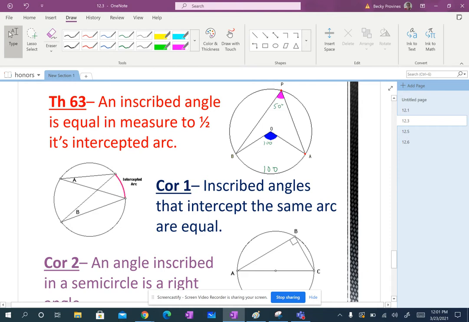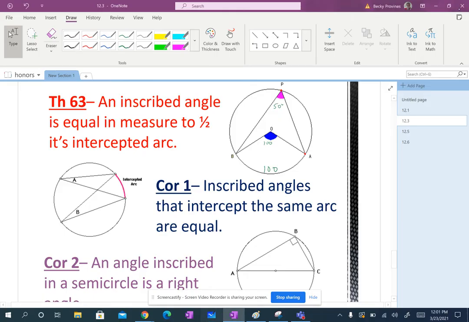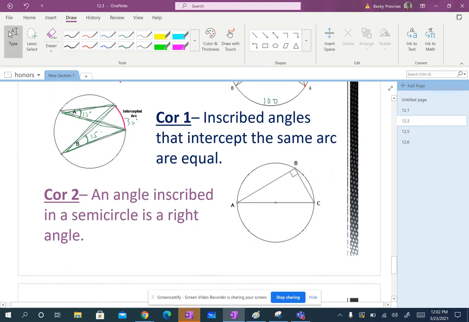Inscribed angles that intercept the same arc are equal. Of course. So if this is 30 degrees and you have this angle here, that means this is half of it, so it's 15. Well, this angle here opens up to the same arc that is 30, so that means this is also 15. It is half the measurement according to theorem 63. So if they open up to the same arc, they're going to have the same measurements. That's kind of common sense.